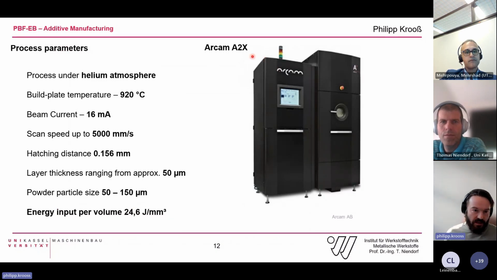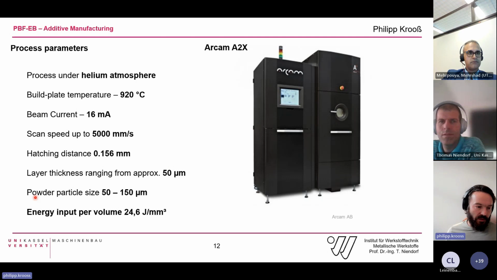This is the machine, an ARCAM A2X, which we used for this particular story. The process takes place in a vacuum atmosphere with a partial pressure of helium. The build plate temperature in this case was raised to 920 degrees C. It can be higher in other alloy systems, but in this case, 920 seems to be a good temperature for pre-sintering the powder. Then the scan speed was set to 5,000 millimeters per second, with a hatching distance of 0.15.